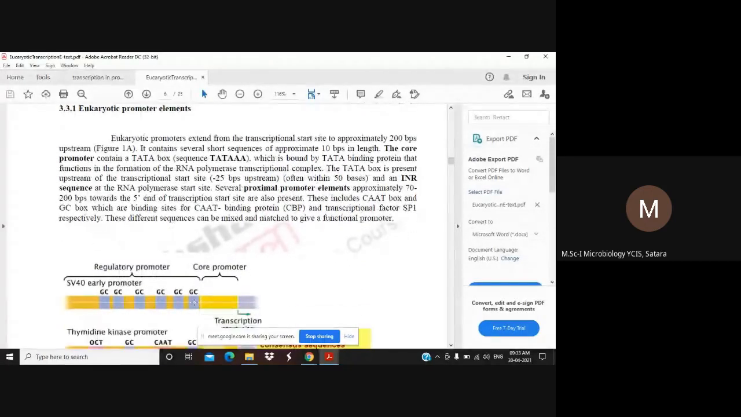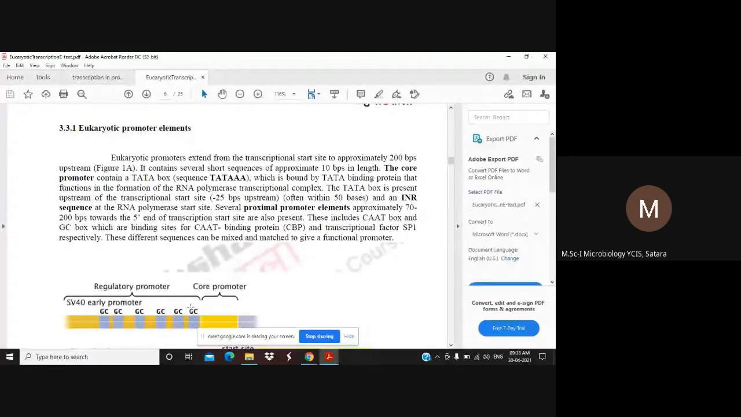सो युकॅरियोटिक प्रमोटर एलिमेंट्स कुठले आहेत? Eukaryotic promoters extend from the transcriptional start site to about 200 base pair upstream. So slight difference is there between the eukaryotic and prokaryotic promoter elements. It contains a short sequence of 10 base pair in length. So the core promoter has a TATA box sequence, TATAAA. So it is bound by TATA binding protein.